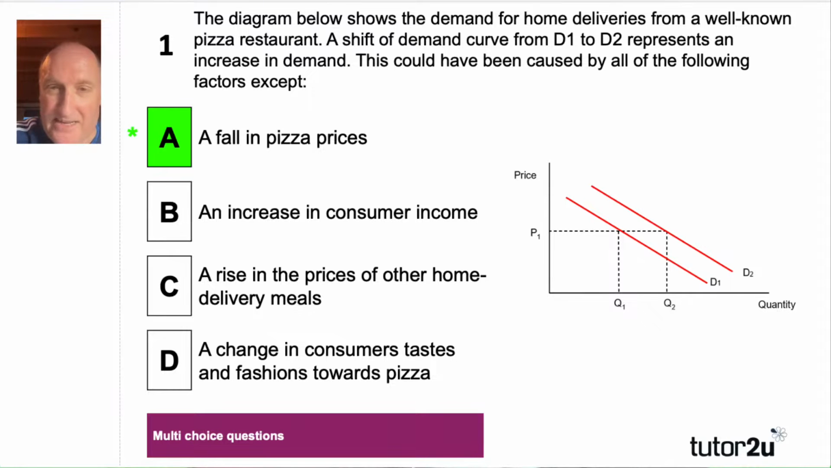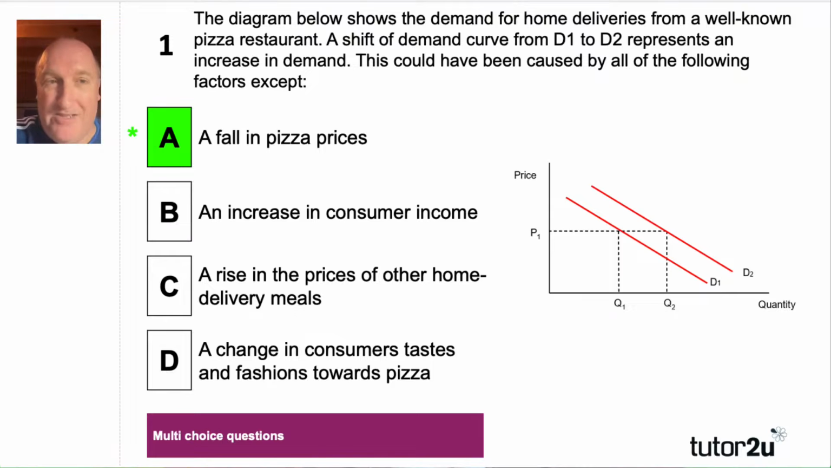I'll come back to A in a second, everybody. An increase in income, well, assuming the demand for pizza has a positive income elasticity, that's going to shift the demand curve out, isn't it? A rise in the price of other home delivery meals, substitutes. If the price of a substitute goes up, we'll cover that tonight. That causes a shift in demand. And a change in taste and preferences towards pizza will increase demand.